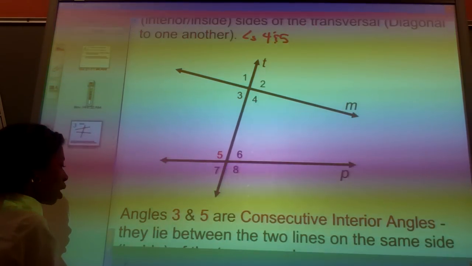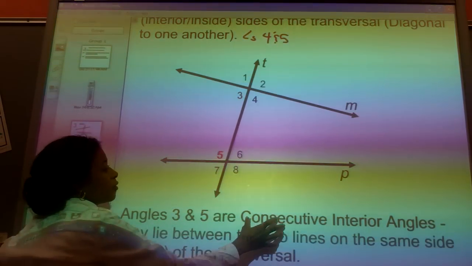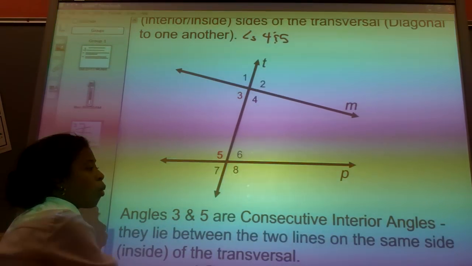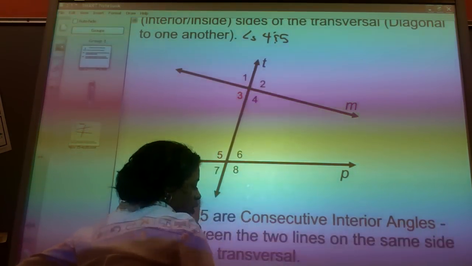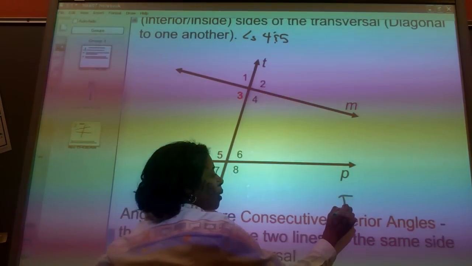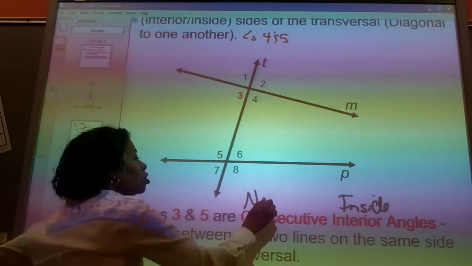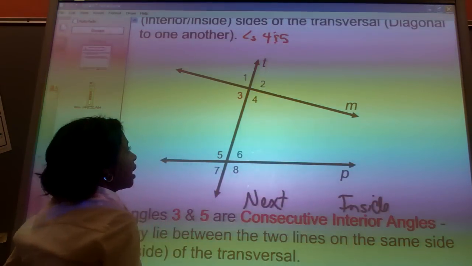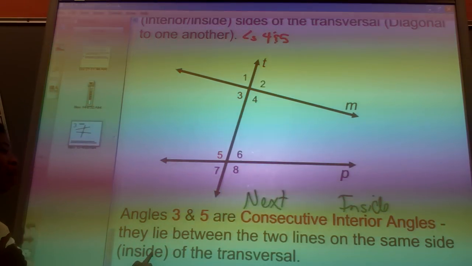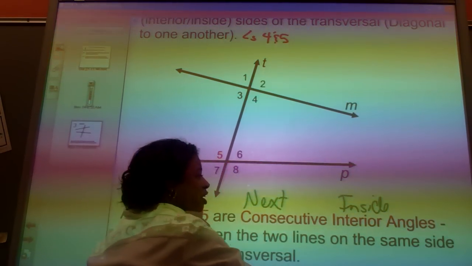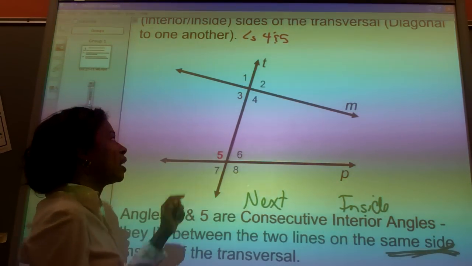And next, looking at the same transversal T, okay? The next thing I want to look at is consecutive interior angles. Consecutive means next to. I want the next to inside angles. There's the word interior, so I know I'm talking about inside angles. Consecutive means next to. And I don't mean necessarily 3 and 4. They're on the same side of the transversal. The key words are same side. The transversal I'm referencing is T.